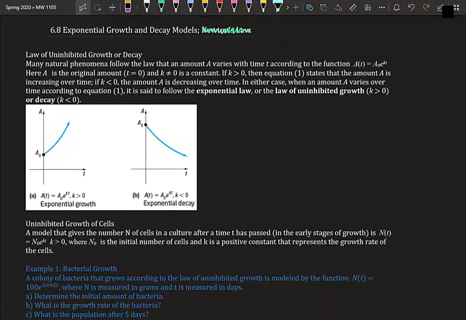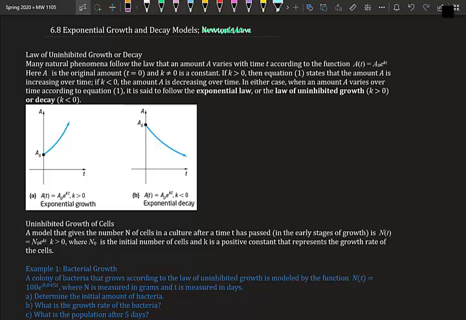All right, let me preface by saying there are not a lot of questions for this homework assignment, and there are not a lot of questions on the test for 6.8. So let me just preface with that, and we'll do the best we can for 6.8.